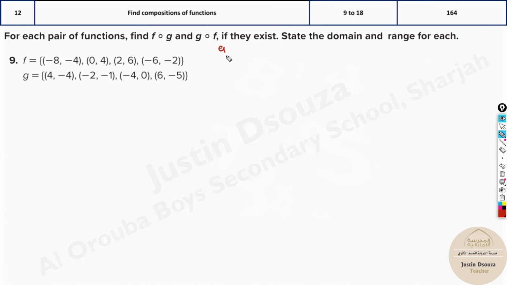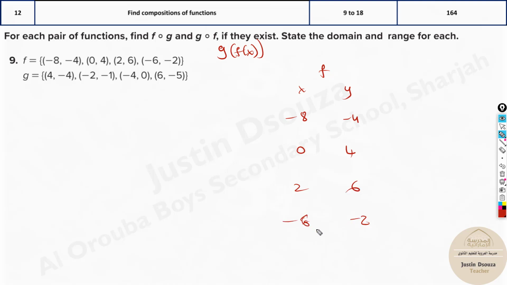Now it is g composed of f. That means g of f of x. So now put the f of x function table first. F is what? X and y: minus 8, minus 4; 0, 4; 2, 6; minus 6, minus 2.